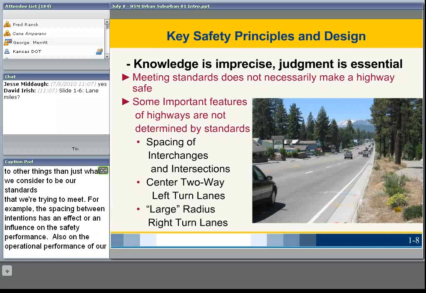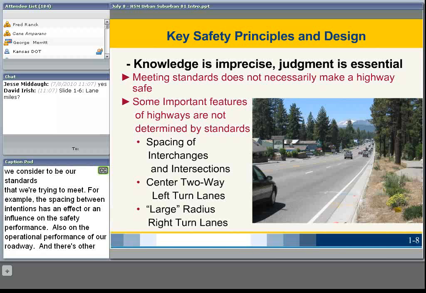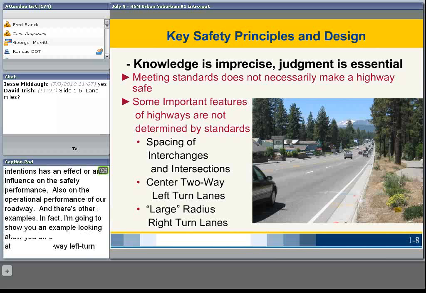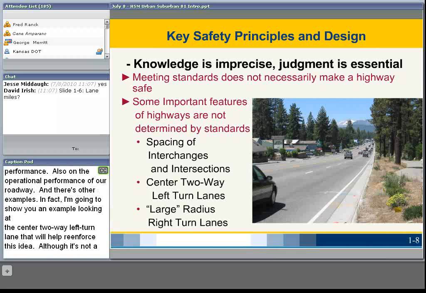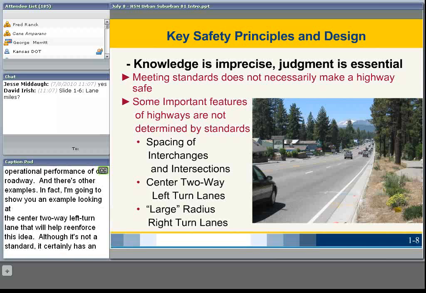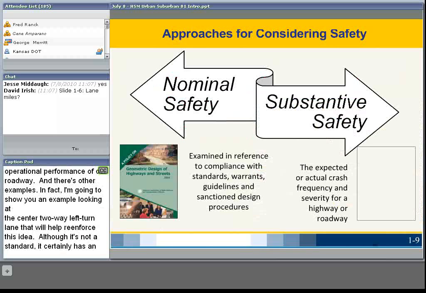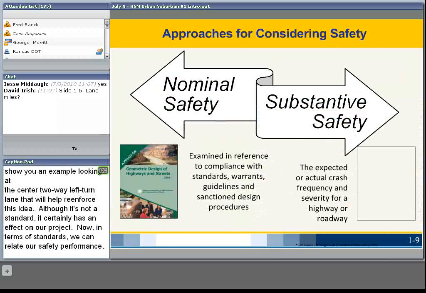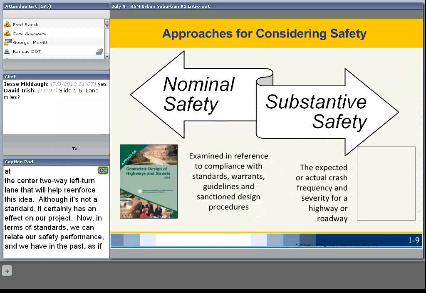For example, the spacing between intersections has an effect or an influence on the safety performance, also on the operational performance of our roadway. And there's other examples, and in fact, I'm going to show you an example looking at the center two-way left turn lane that will help reinforce this idea. Although it's not a standard, it certainly has an effect on our project.